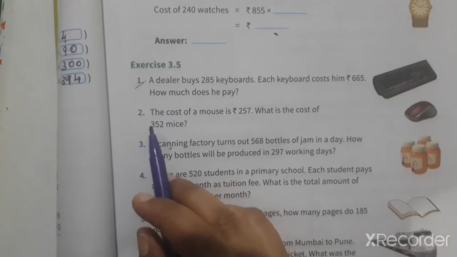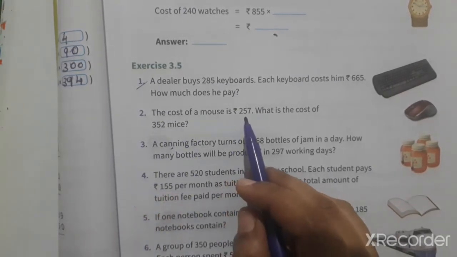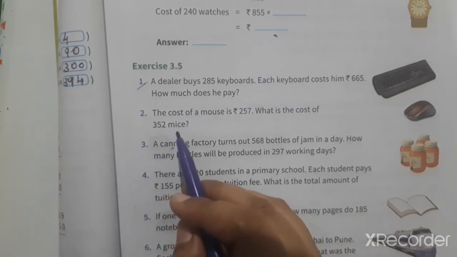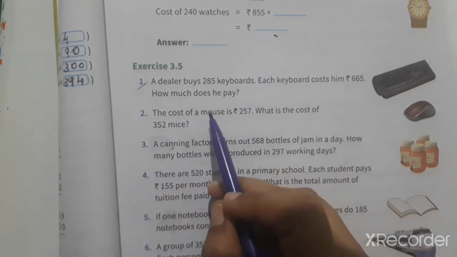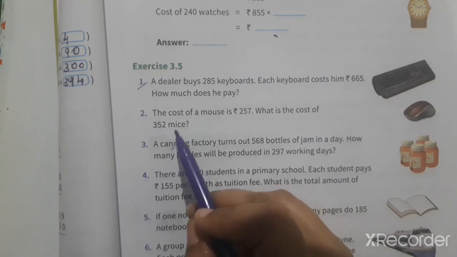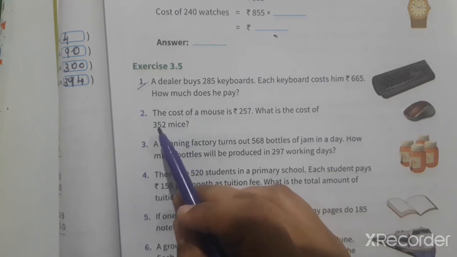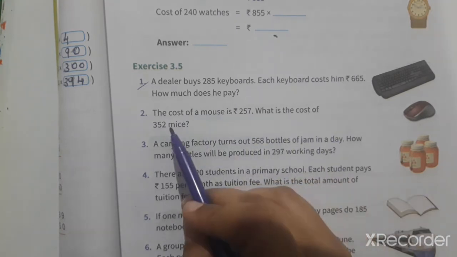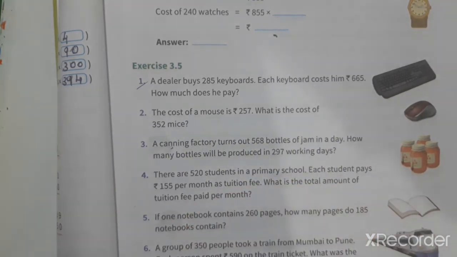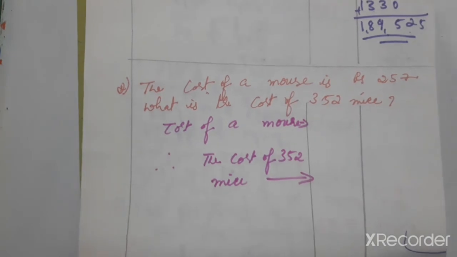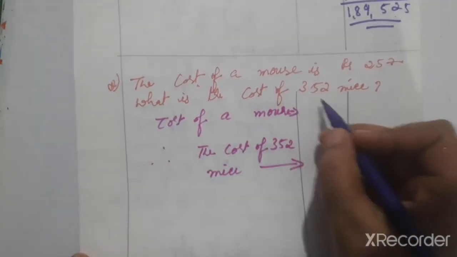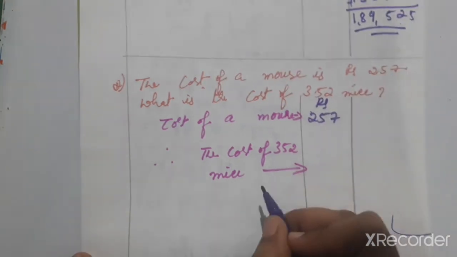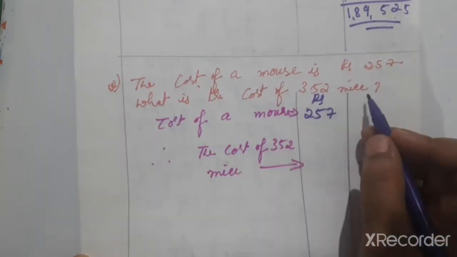Now second question, children. The cost of a mouse is rupees 257. What is the cost of 352 mice? For one we call it a mouse; for more than one we call them mice. So we have to write what is given in the question. The cost of a mouse is rupees 257. What is the cost of 352 mice?